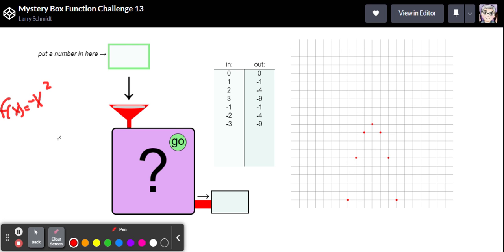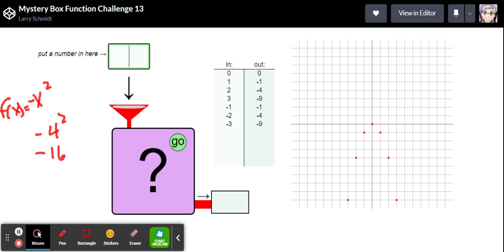Let's try one more value just to predict it. So let's try a 4. If I put in a 4, I square it, and then I take the negative value. So I should get -16. That'll be off the graph, but at least we can verify that our hunch is correct. So I'm going to put in a 4, and we should get -16. And there we go. So I'm pretty confident we got this one right.